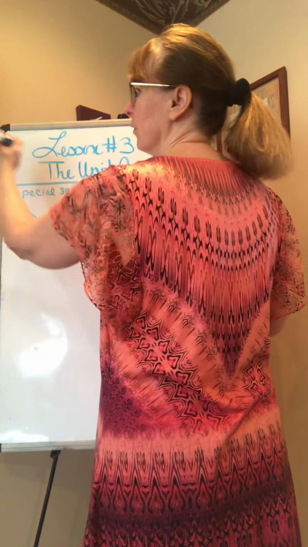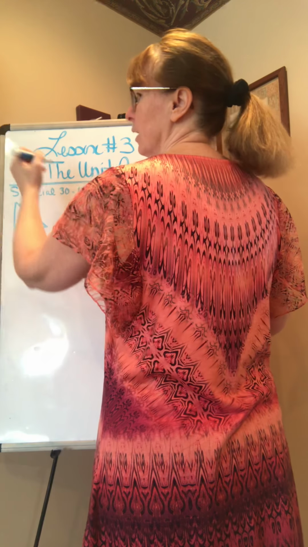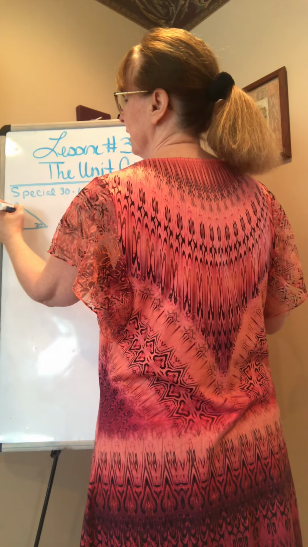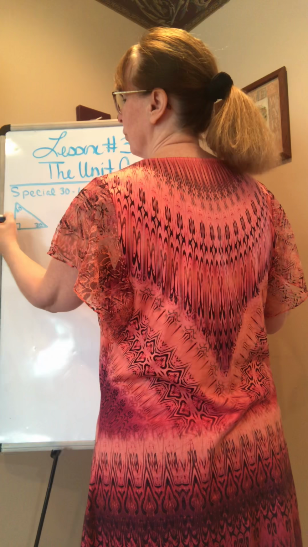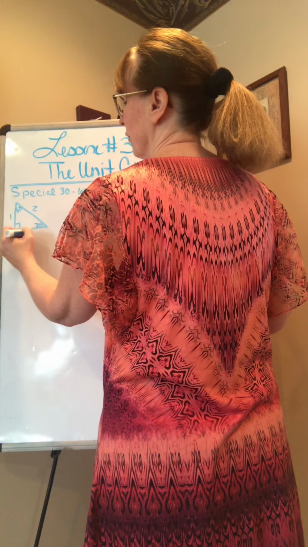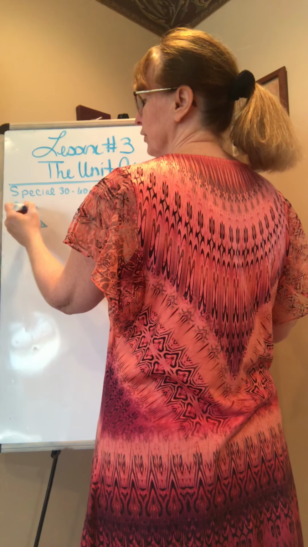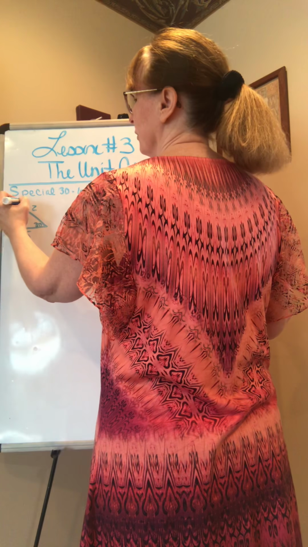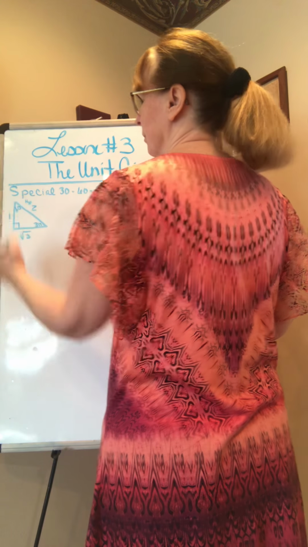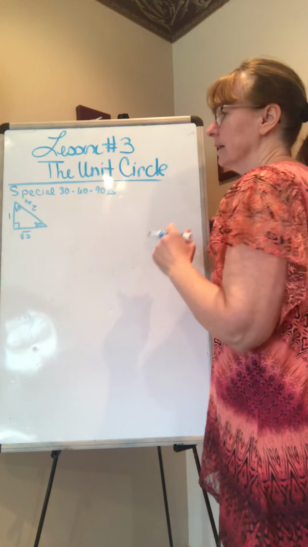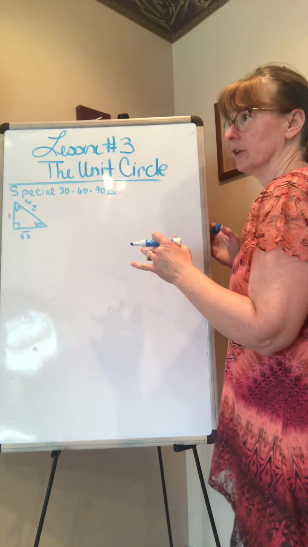Again, if I count counterclockwise, I'll label numbers clockwise. Here's 30, here's 60, here's 90, here's 1, 2, rad 3. Opposite the 30 is in a 1-to-2 ratio with the hypotenuse. Always make sure it's labeled right. So now let's tie this into the unit circle.